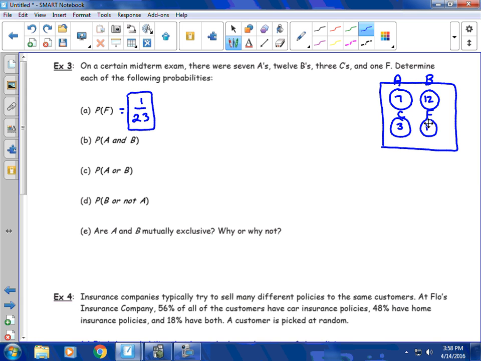Probability that you got an A and a B. You can't get an A and a B. You either got an A, a 90 to 100, or you got a B, an 80 to 89. So that's 0. And as soon as we know this, we can say A and B are mutually exclusive. Why? Well, you can't get an A and a B at the same time.